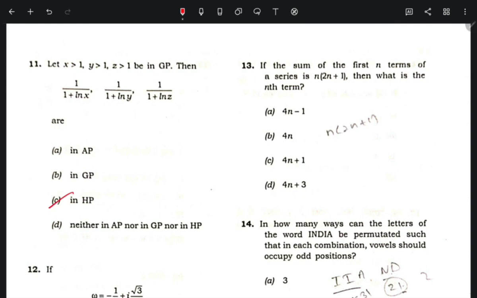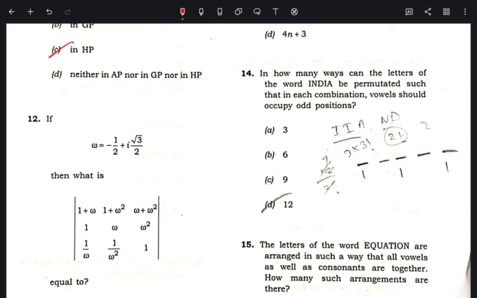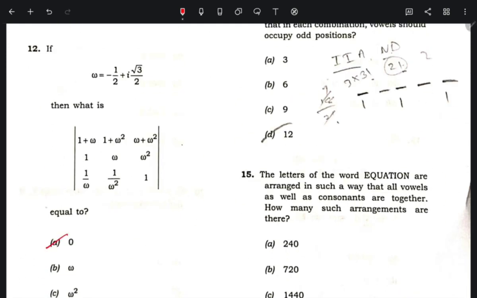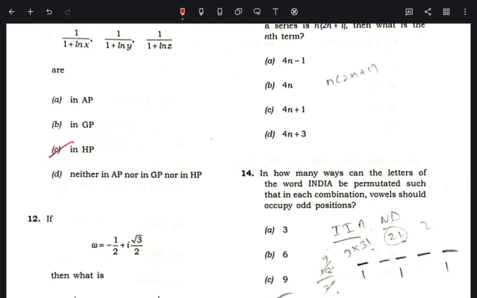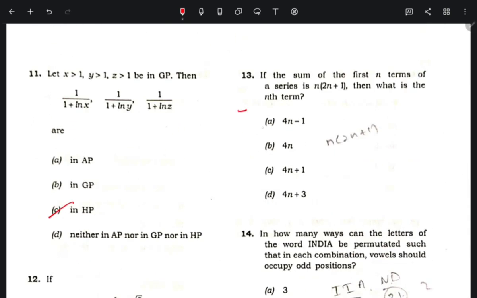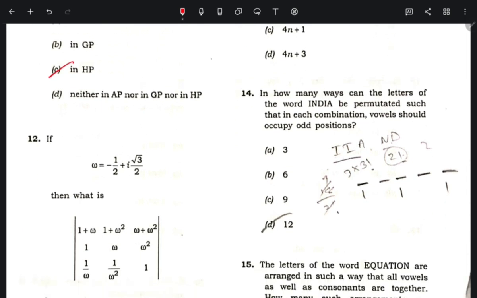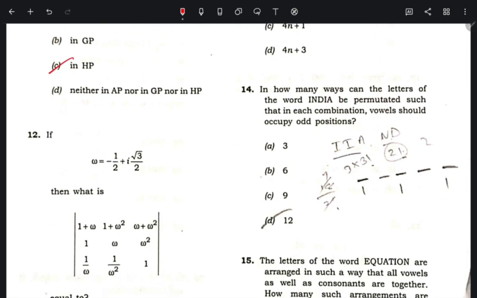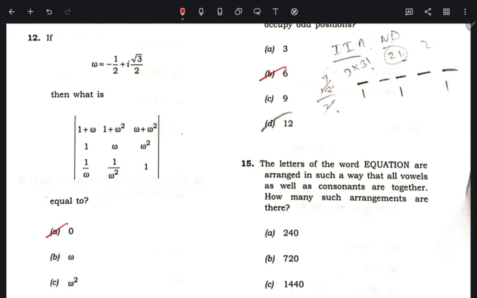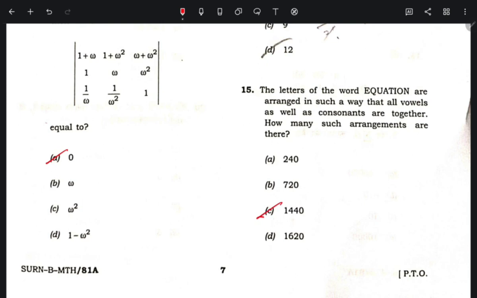11, this will be C. You can see that these three will satisfy the condition for HP given that x, y, z are in GP. So 12, again you have A. 0, again you take the determinant, then apply the rules for omega and omega square, right? So 13, you have A. 14, B. 6, 15, you have 1440.